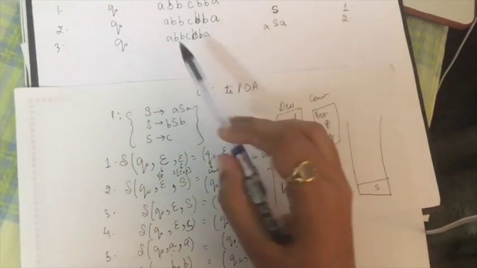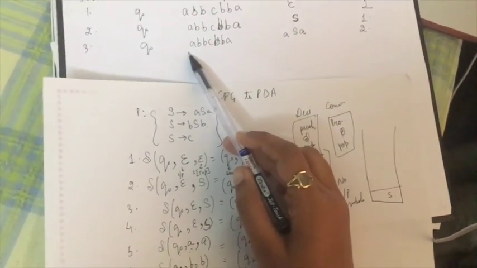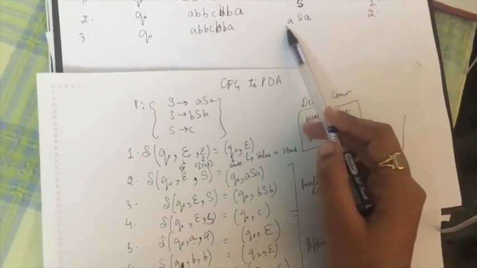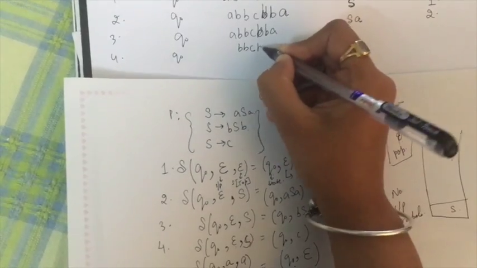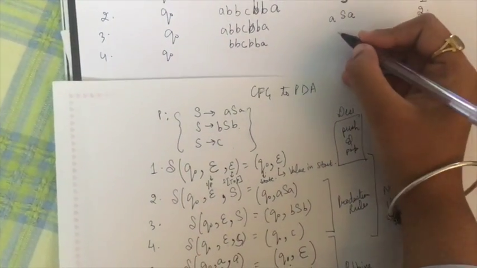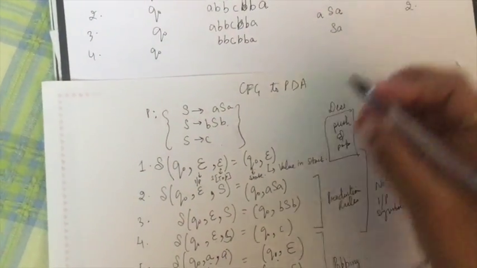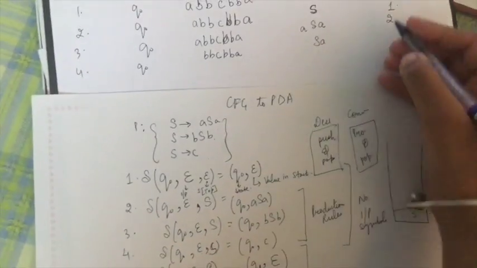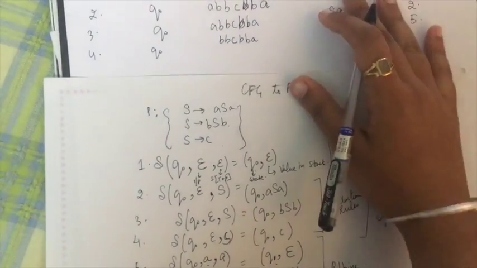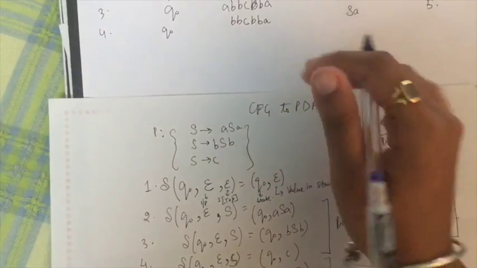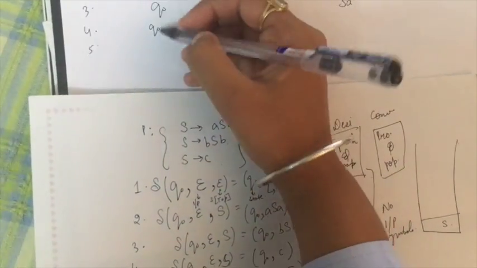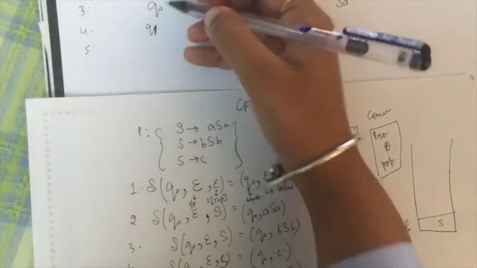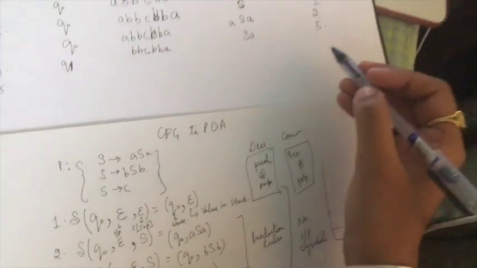Now what I see is that the unread input is A, and the top of the stack also contains A. So I will pop. So when I pop, what do I get? Q0, B, B, C, B, B, A, and S, A. This is using the production rule 5. So I write down 5 over here. Okay, then now I'm left with this thing, and here the change of state has taken place, so Q1 will be there. Okay, just take care of the states and the transitions used.